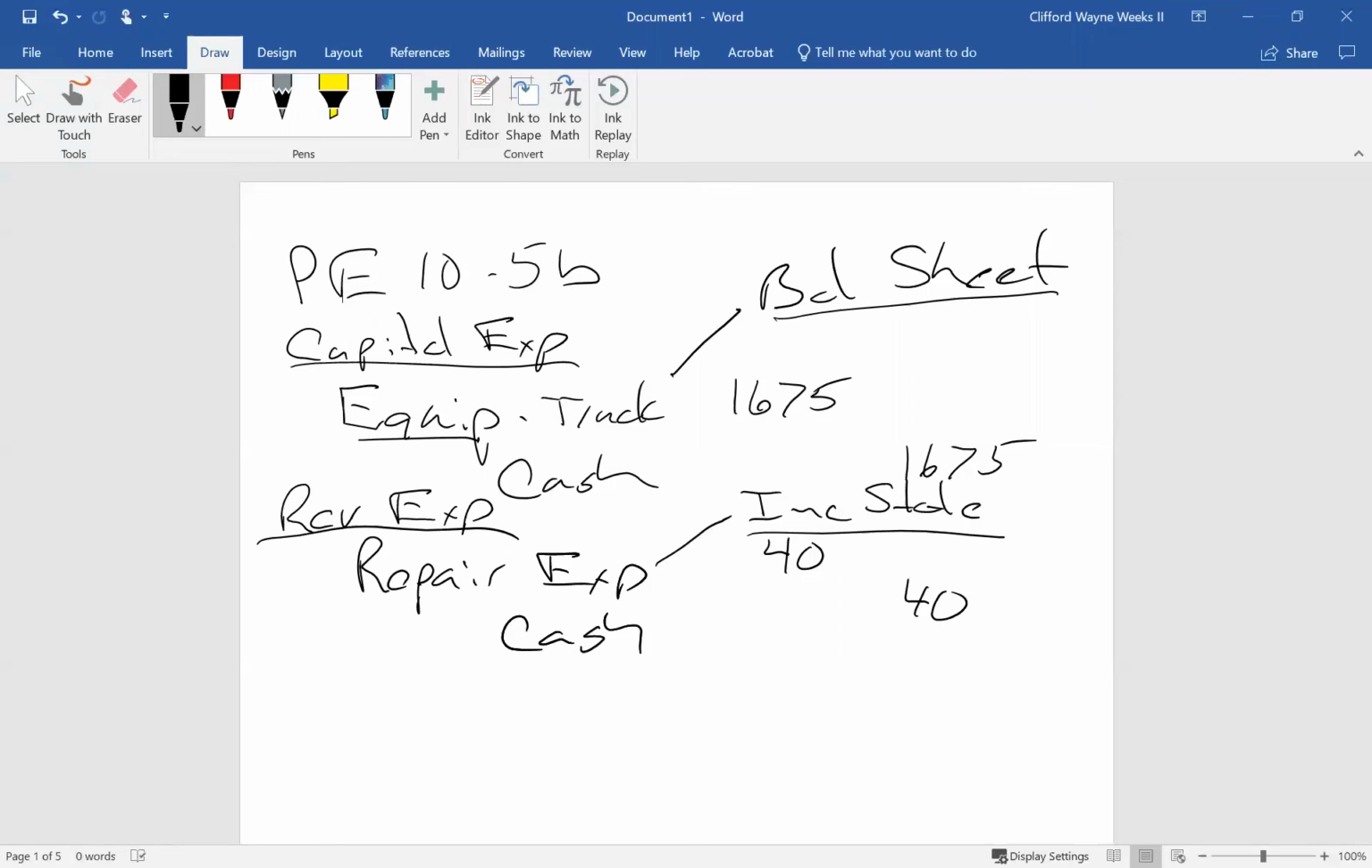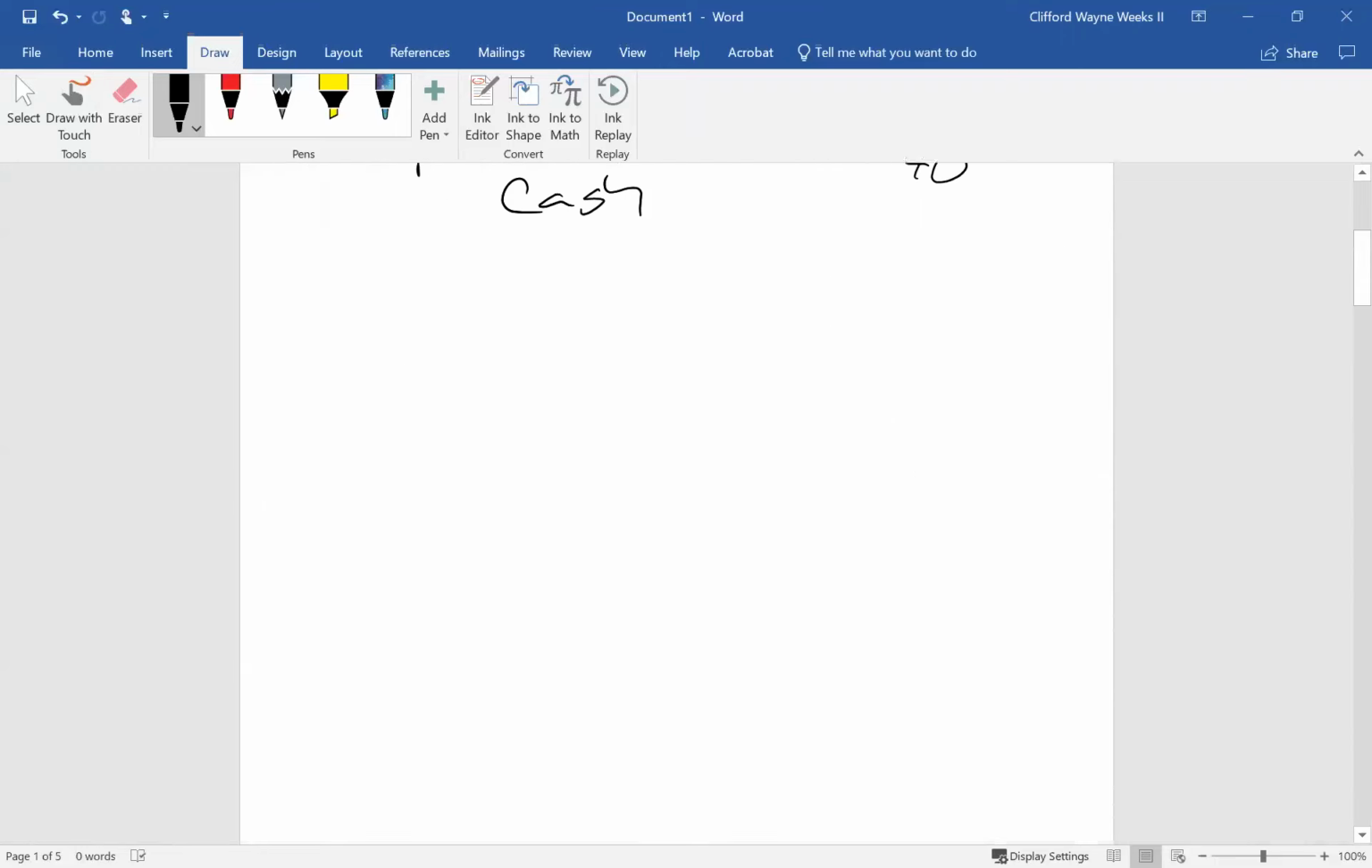So that pretty much wraps up dealing with fixed assets. The next section deals with not intangible assets. It deals with natural resources. A natural resource could be a gold mine. It could be a forest, so if you're harvesting trees.